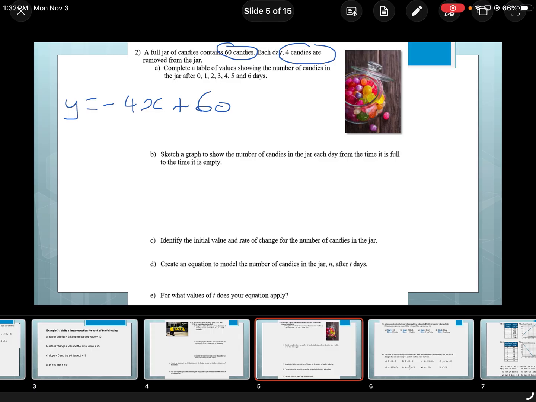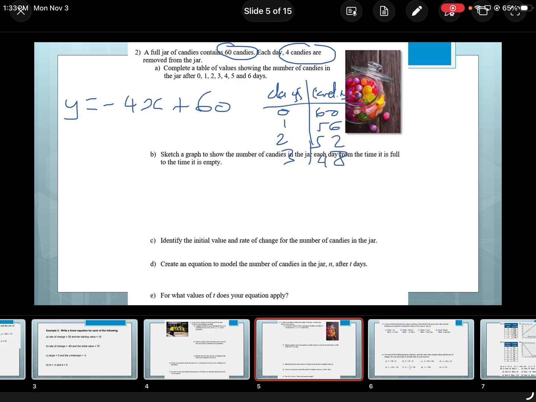My values from 0 to whatever. So this is going to be days, and then candies. Candies, very topical with Halloween. For the 0th day, there was 60. For the first day, there's 56, because they're taking away 4, right? Second day is 52. Third day would be 48, etc., etc.